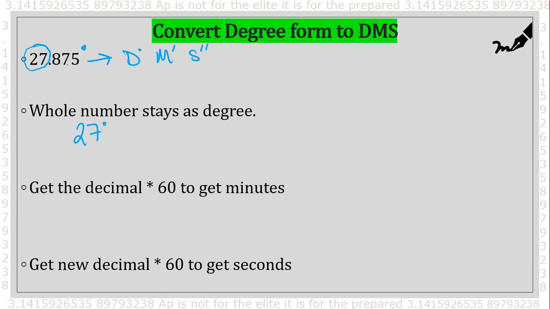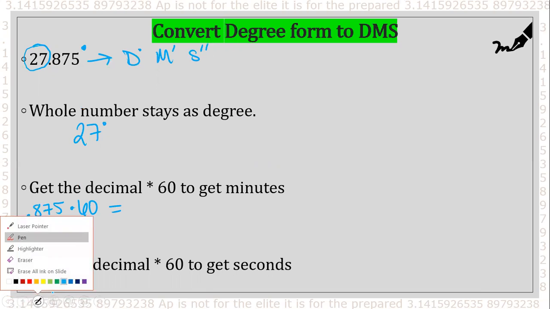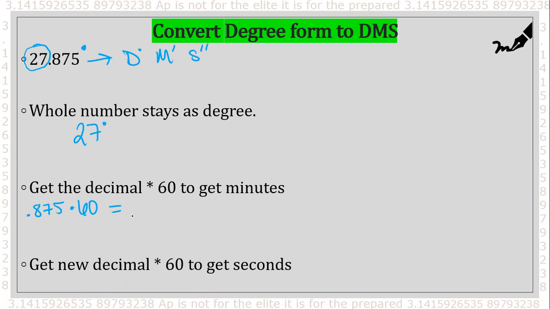The 0.875 will need to be multiplied by 60. Whatever that gives us will give us a whole number with a decimal. So let me do it in dark blue. So 0.875 times 60 gave me 52.5. Okay. This number right here, the whole number 52, will be your minutes, right? So I have 52 minutes.